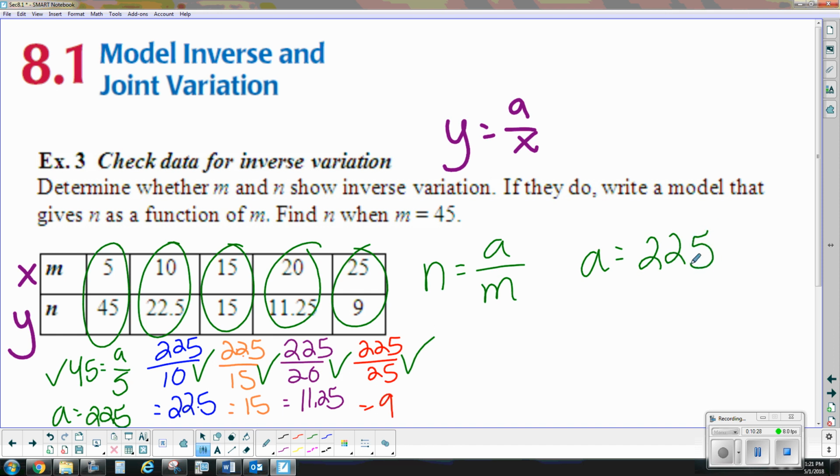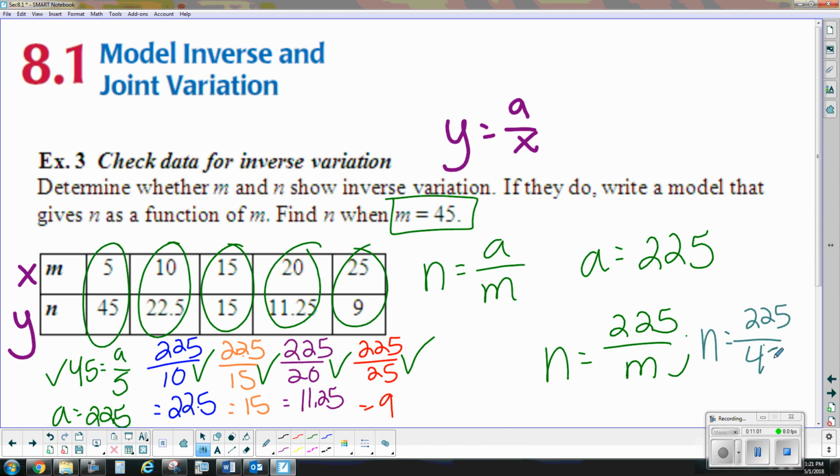Now, if we were writing a model for this, we're looking somewhere in the future for some other m value, and we would be able to find n. Given some independent value for m, for example, m is 45, we can find n because we know that n is equal to our constant of variation divided by m. So if m is 45, then n equals 225 divided by 45, which is 5.